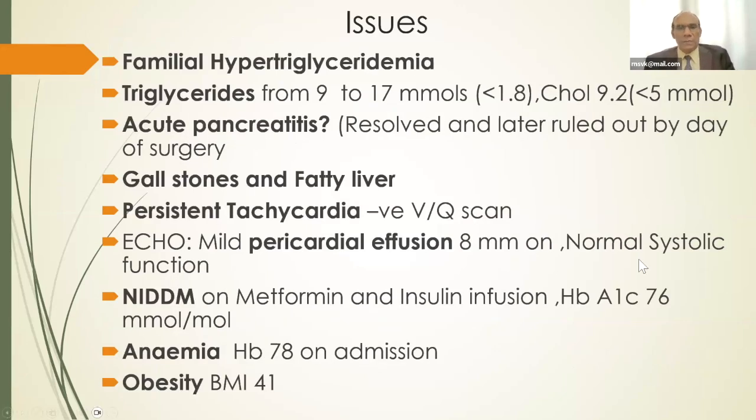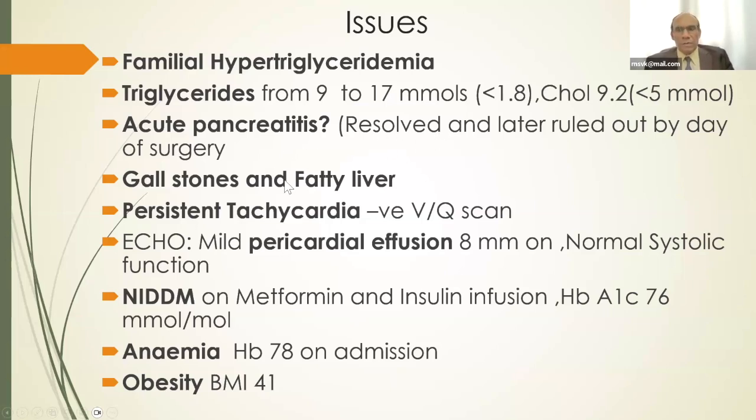During the 3-week period she was investigated for all the conditions, and then the diagnosis came of familial hypertriglyceridemia. Triglycerides ranged from 9 to 17 millimoles, where normal is less than 1.8, and her cholesterol was 9.2, where normal is less than 5. She was initially suspected of acute pancreatitis, which was later ruled out.